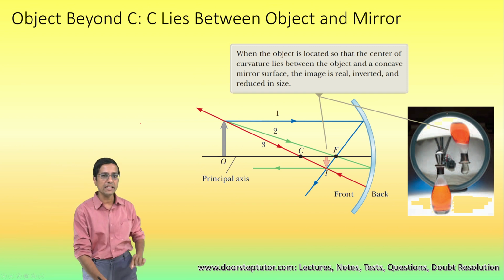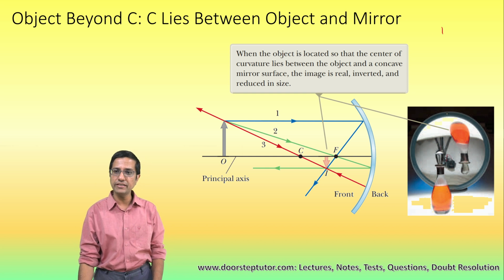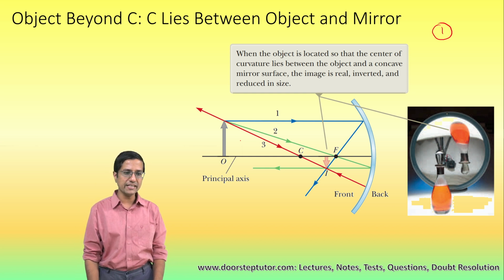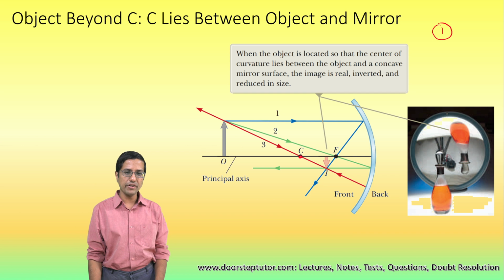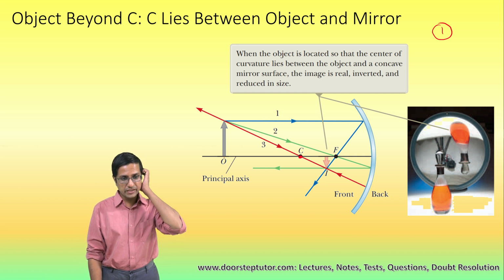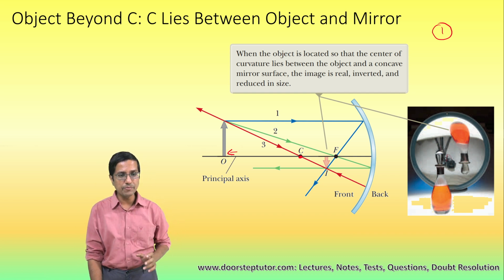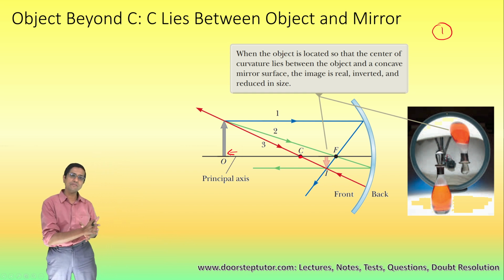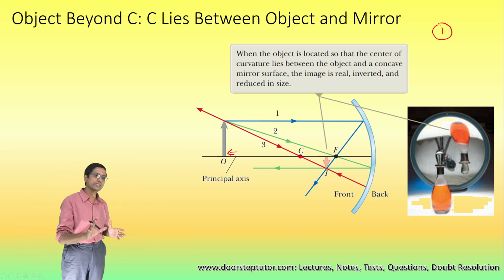So today we are dealing with the first case, okay, and this is the first case. This is the center of curvature, and the object is placed beyond the center of curvature. So the object is not at infinity, but it is beyond the center of curvature.